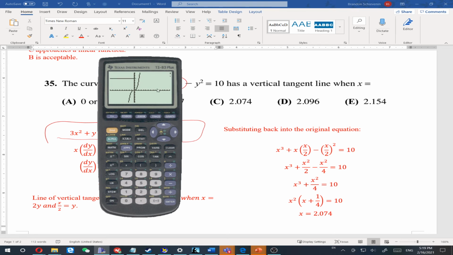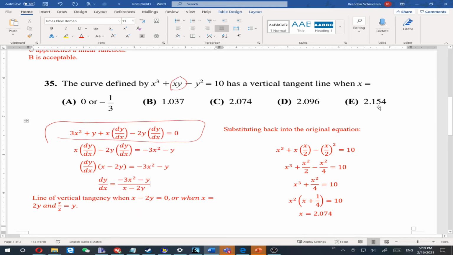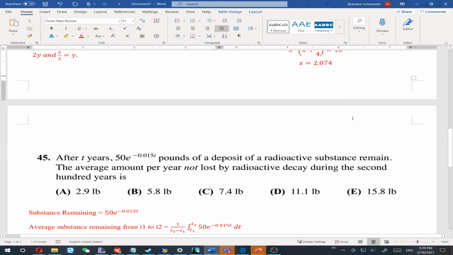Okay, then I'm going to calculate our intersect. So that is second calculate and intersect with our first curve, second curve, and our guess. And that should give us our intersection point, which gives us c, or 2.074. Any questions on 35? No. Alright, last one he asked me for was 45.